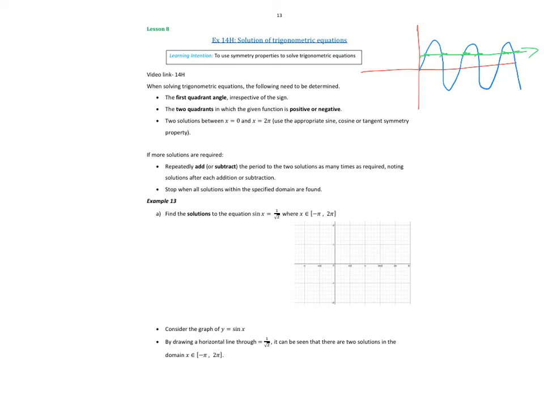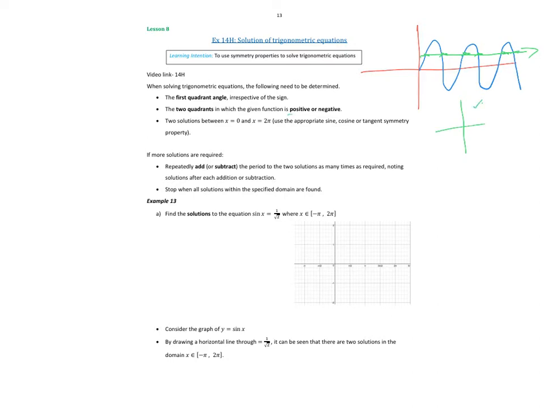So the process is always going to be: determine the first quadrant angle that solves the equation regardless of the sign. If we're looking to find where sine x is equal to a half, what angle gives me a half for sine? That's 30 degrees or pi on 6. So that's the first thing we want to do, find the first quadrant angle for theta.